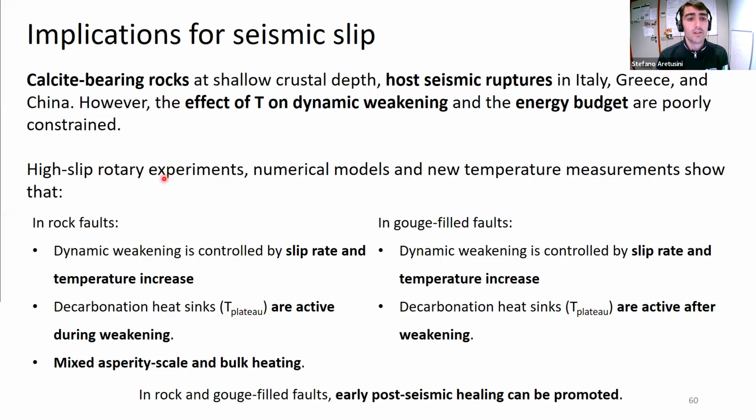Thanks to high slip rate rotary shear experiments, numerical models, and new temperature measurements, we managed to show how in rock faults the dynamic weakening was controlled by slip rate and temperature increase, and how the decarbonation heat sinks were active during dynamic weakening, with a possible mixed asperity-scale and bulk heating during the deformation. Whereas in gouges, dynamic weakening was also controlled by slip rate and temperature increase, but the decarbonation heat sinks were active slightly after dynamic weakening. And in both cases, the early post-seismic healing could be promoted by the permanence of higher temperatures than expected after slip.